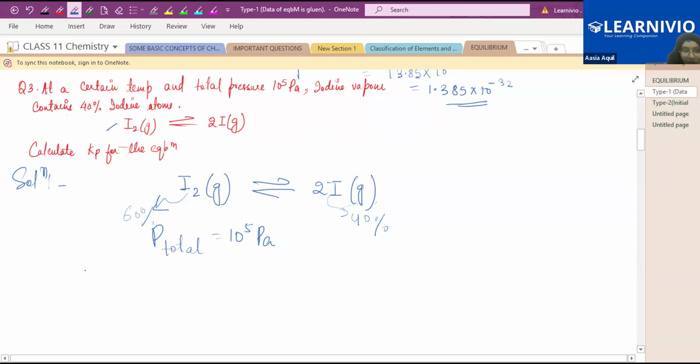Now see, first we will calculate the partial pressure, because as I told you in the previous class, whenever all the species, reactants and products, are in gaseous form in a reaction, we will talk about the Kp constant.